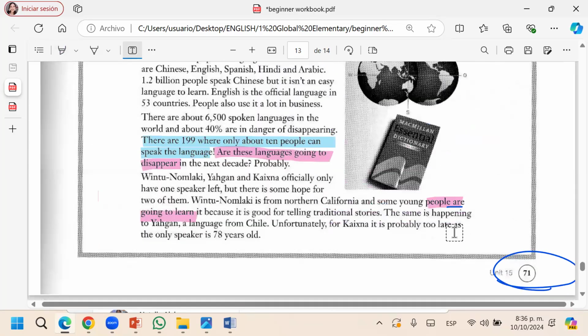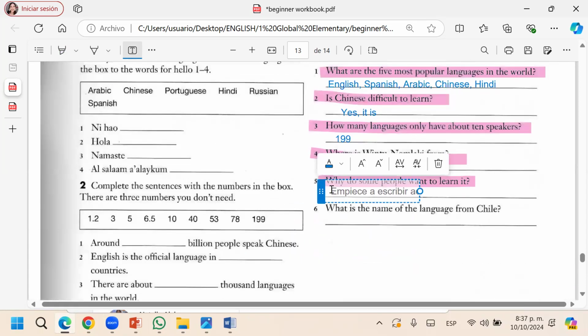Let me show you the pattern. Why are people studying Wintunomlaki? It's because it's good for telling traditional stories. Yes. Bueno, para contar, telling, no contar de dinero, contar historia. Tell a story, telling traditional stories.